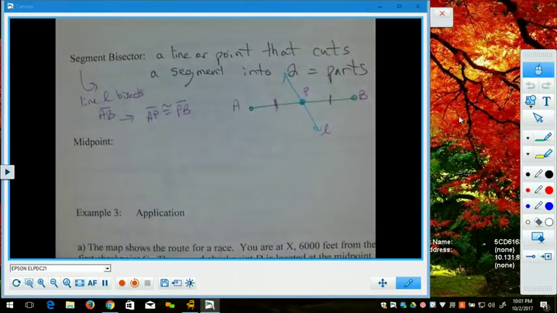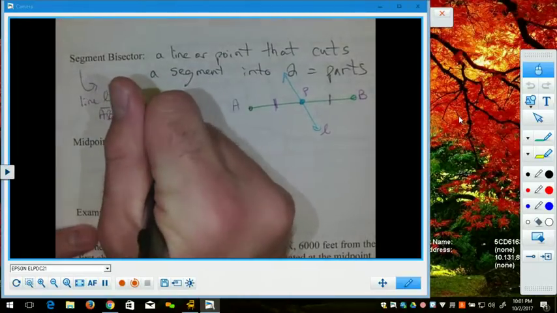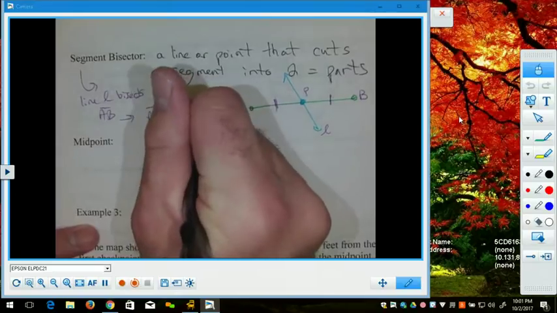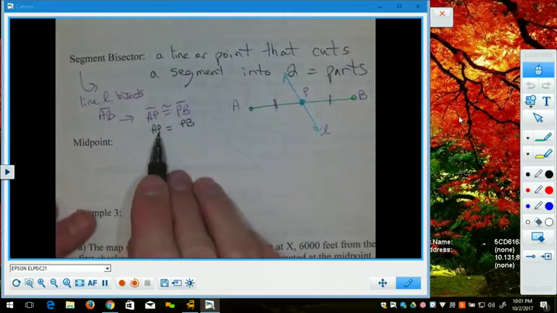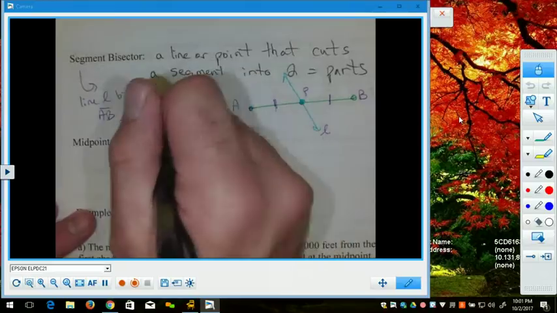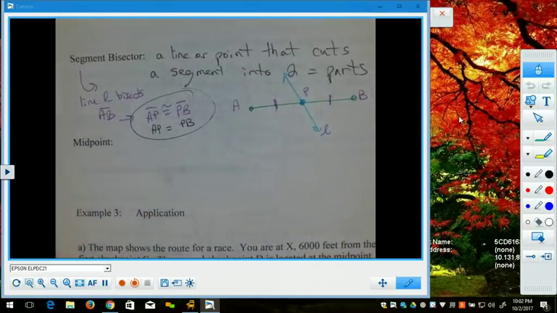segment PB. Don't worry, we won't put a J in there. Or I could also write that AP equals PB. The distance from A to P equals the distance from P to B. If it's bisected, I can draw either of those conclusions.